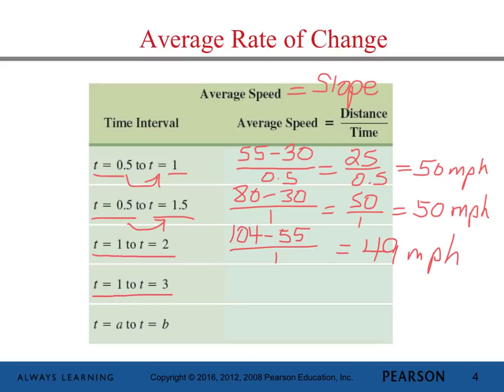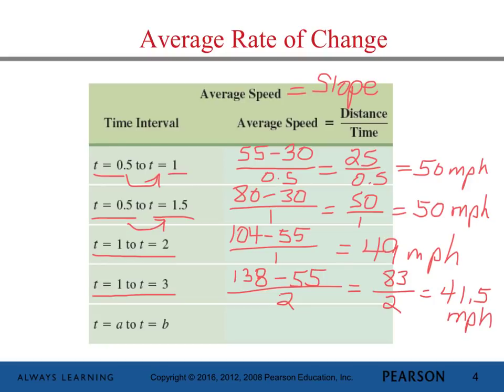And from 1 hour to 3, the end of the trip, that would be 2 hours. Would be a total of 83 miles over 2 hours, which would be 41.5 miles per hour.